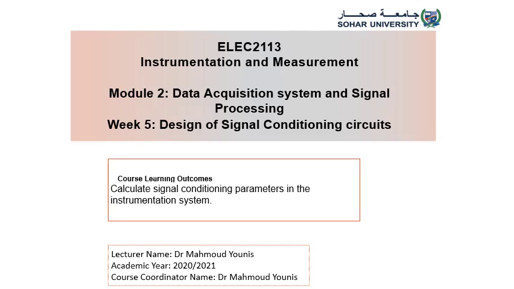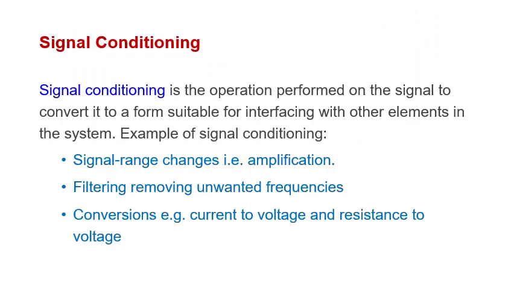Hello dears, in this week we are going to start the design of signal conditioning circuits. So we will start with the definition of signal conditioning, or what is signal conditioning. Signal conditioning is an operation done to the signal to put it in a form suitable for interfacing.